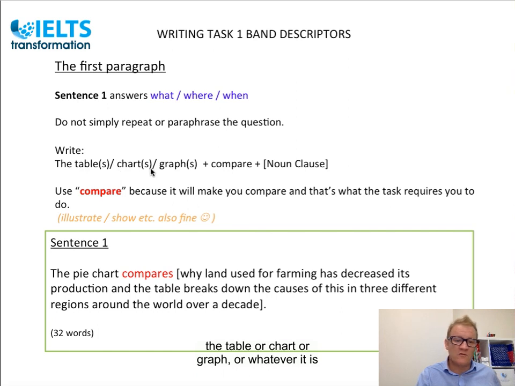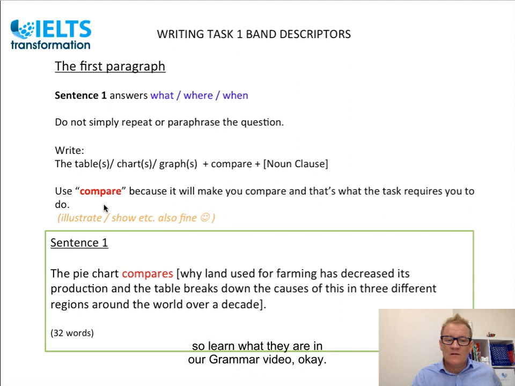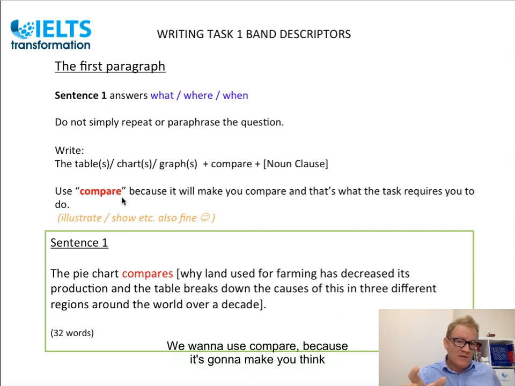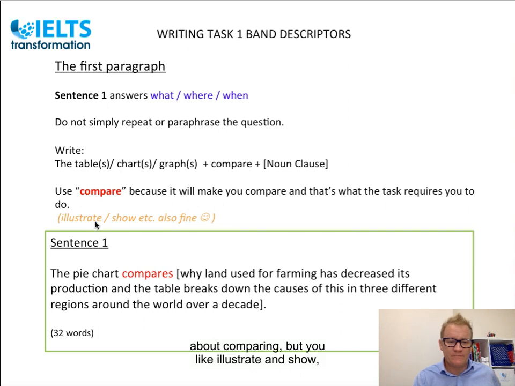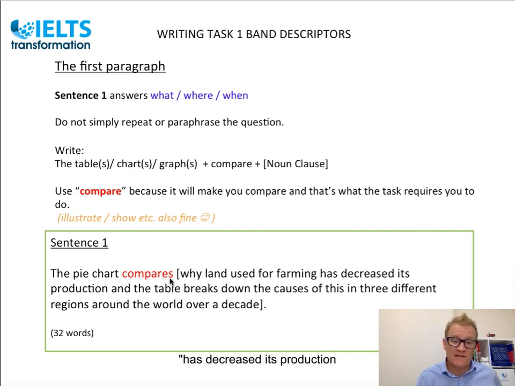The table or chart or graph or whatever it is, and then use the word compare plus a noun clause. So in the grammar section, we talk about noun clauses. So learn what they are in our grammar video, okay? We want to use compare because it's going to make you think about comparing. But illustrate and show, they're also fine, don't worry. I'm not saying you must, but in my opinion, it's a good idea. The pie chart compares why land use for farming has decreased its production, and the table breaks down the causes of this in 3 different regions around the world over a decade. So this is the noun clause in brackets.